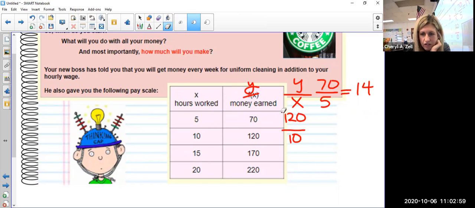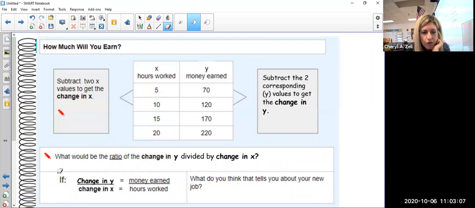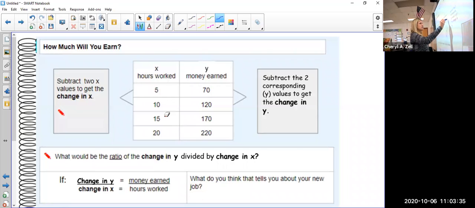So this is going to be called the rate of change. So we'll come back to that. Let's go to the next slide. So the way to find this out is how much will you earn? So you have your X, which is your hours worked, and your Y is the money earned. So the way to figure that out is we're going to do the same thing. What is the change in Y divided by the change in X? So we're going to take it another step further. So watch this. What you have to figure out is, what is the change in Y? And what do I mean by the change?